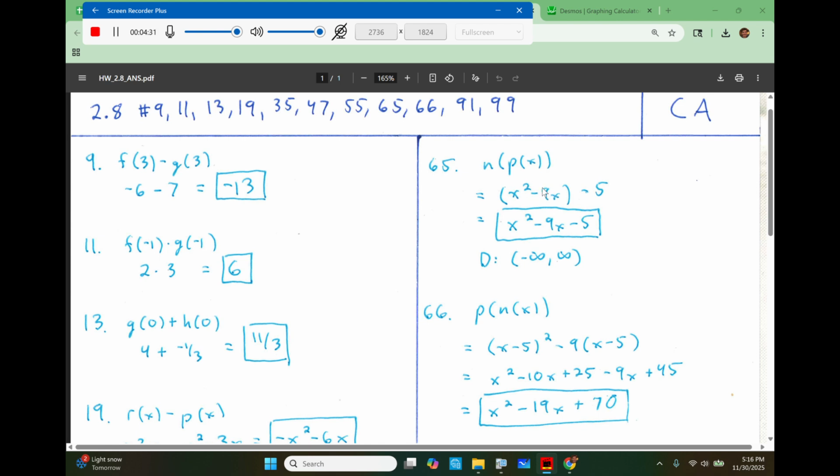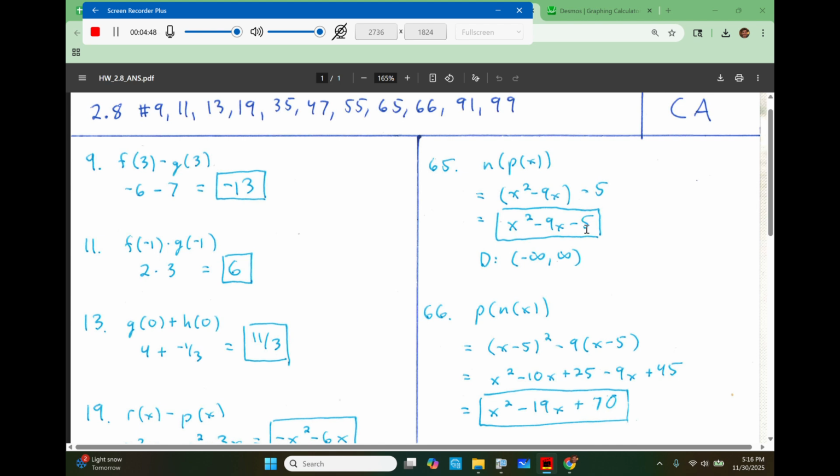So n is just a line. So I'm going to replace the x in n of x equals x minus 5. I'm going to replace the x with the entire p function. So that would be x squared minus 9x minus 5, which just becomes x squared minus 9x minus 5.